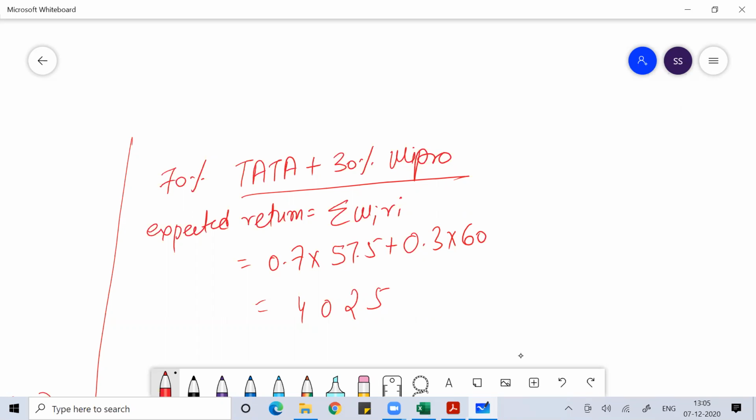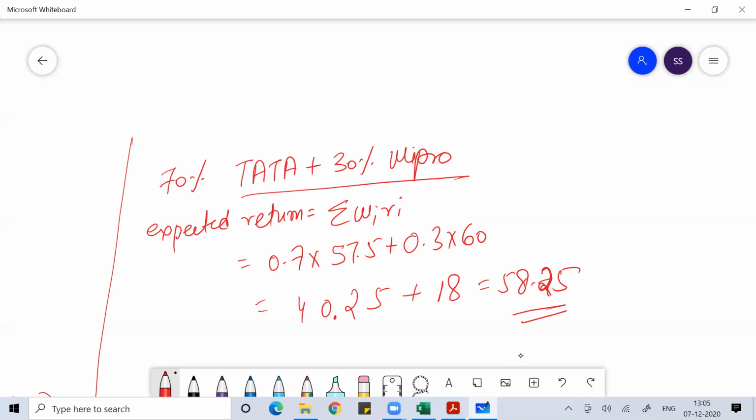So 40.25 plus this is what? 30%, 6 threes are 18. So how much do you get? 58.25. Anywhere any mistake, let me know. So 57.5 into 0.7 is 40.25, plus 18. Correct. Right.